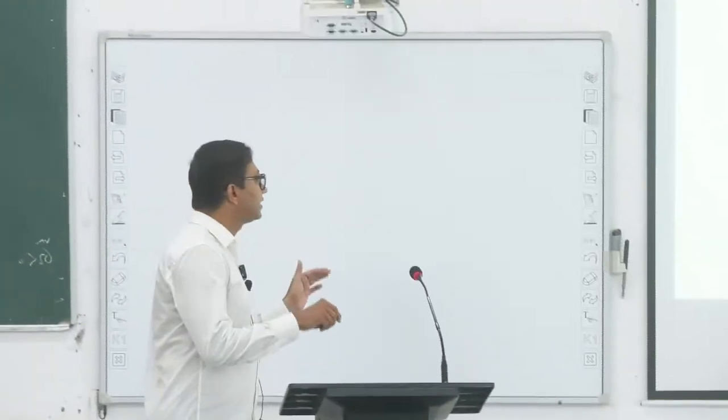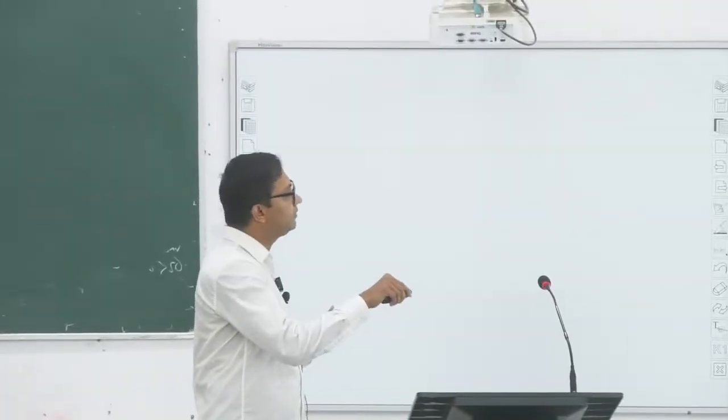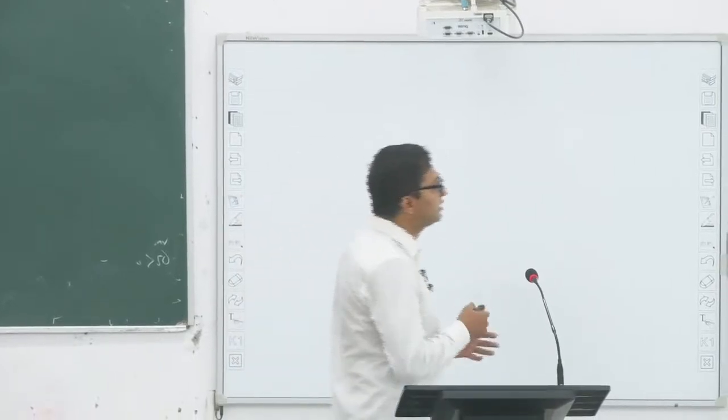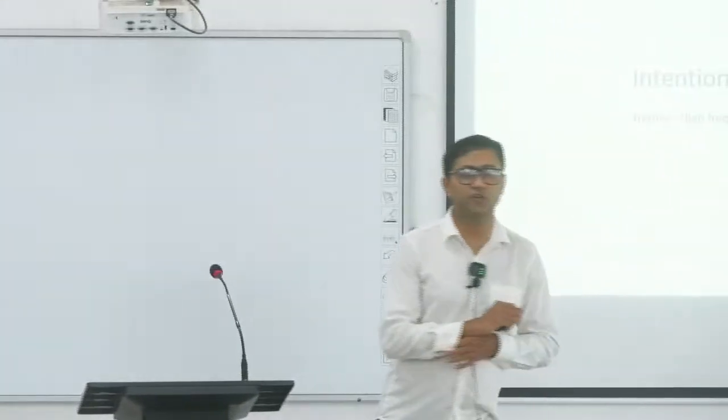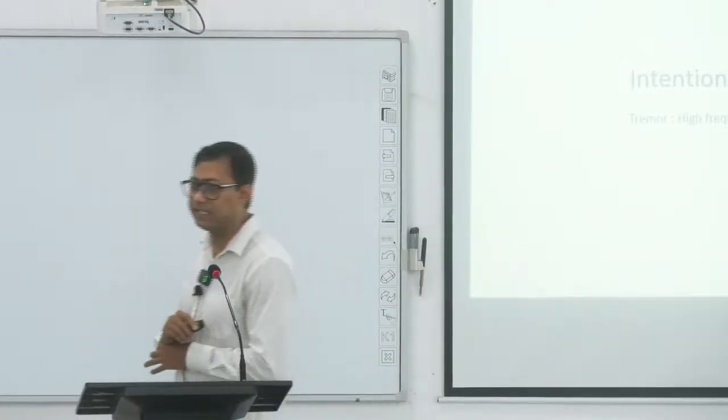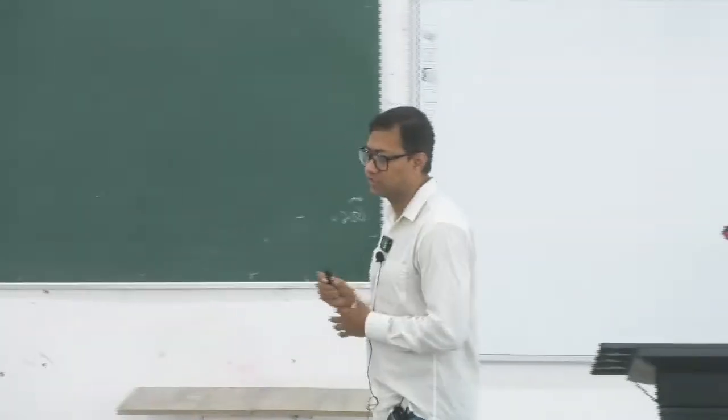It is called intention tremor. What is tremor, by the way? Tremor is defined as high frequency intermittency in the resistance of movement. High frequency intermittency in the resistance of movement is called tremor.